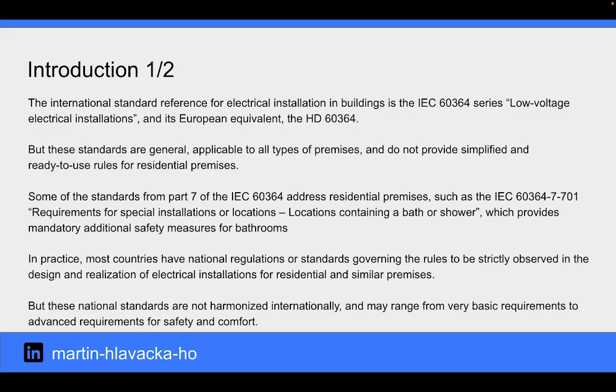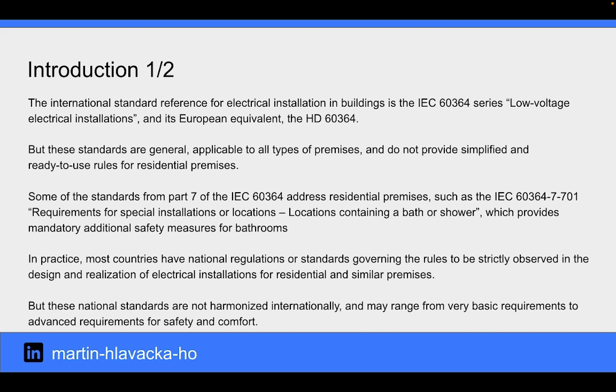The international standard reference for electrical installation in buildings is the IEC 60364 series, low voltage electrical installations, and its European equivalent, the HD 60364. However, these standards are general, applicable to all types of premises, and do not provide simplified and ready-to-use rules for residential premises.